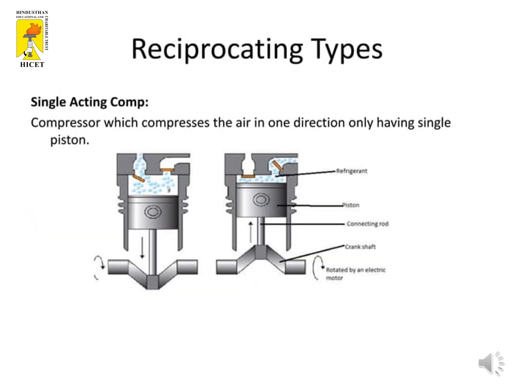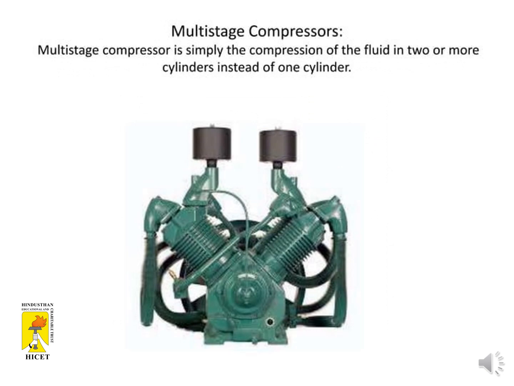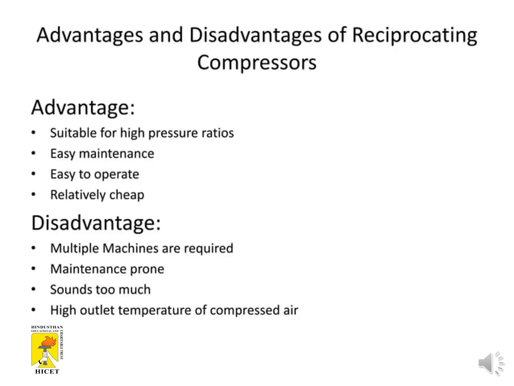Single stage has a single cylinder, and double acting compressors have a single piston but two discharge valves and two suction valves. In multi-stage compressors, there are two or more cylinders instead of one cylinder. So this is the labelled inside diagram of the multi-stage compressor. Next, advantages and disadvantages of reciprocating compressors.